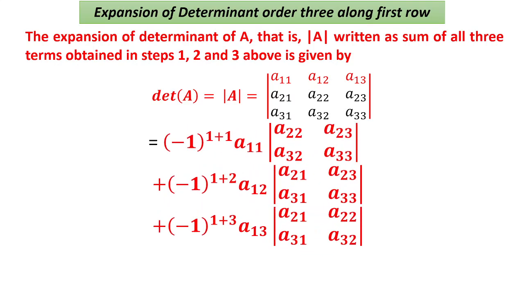Already I have calculated minus 1 whole power 1 plus 1 A11 into the 2 cross 2, minus 1 whole power 1 plus 2 into A12 into the 2 cross 2, minus 1 whole power 1 plus 3 into A13 into the 2 cross 2. I have to add all of them. That is the value of the determinant.